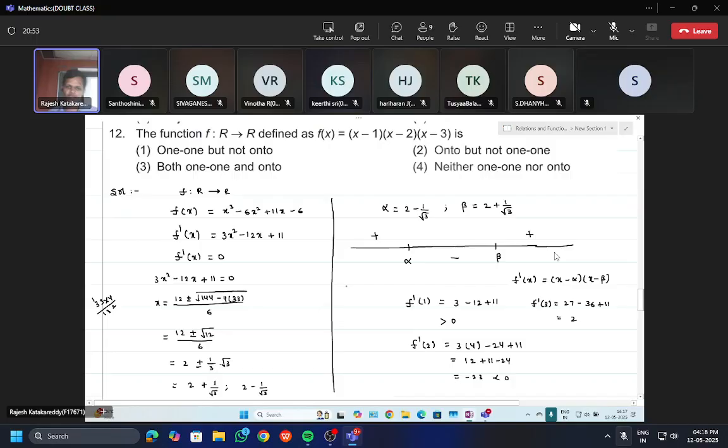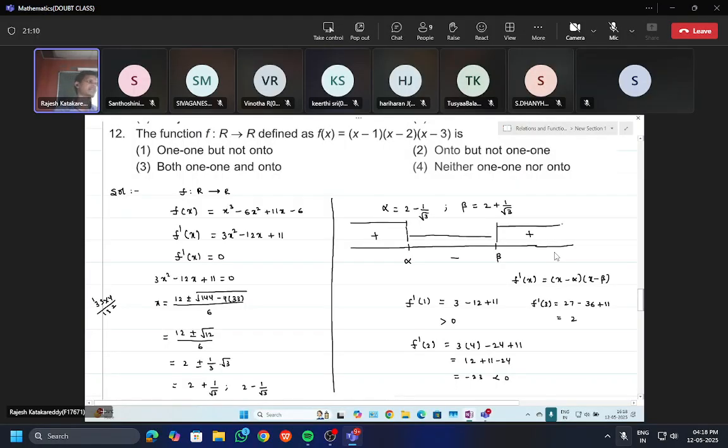Now I can conclude that the function is increasing till alpha. In this interval, it is increasing. From alpha till beta, the function is decreasing. Next, from beta onwards, again, the function is increasing.